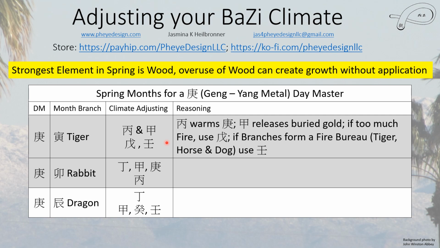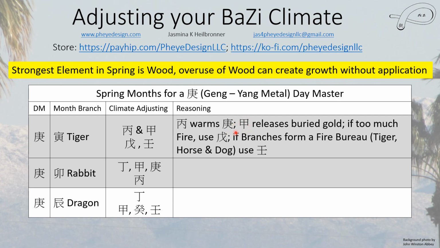Maybe it's less likely these guys actually need it, but if they need it, this is what you do. Now you do need some sun, some energy here. That's usually what Bing represents, and that's supposed to warm the metal. It just says it needs it to warm it. This will make more sense when we talk about what you do, but this is what it says.